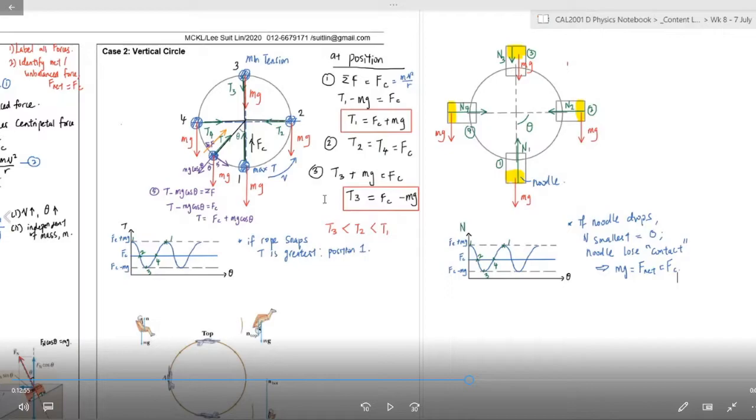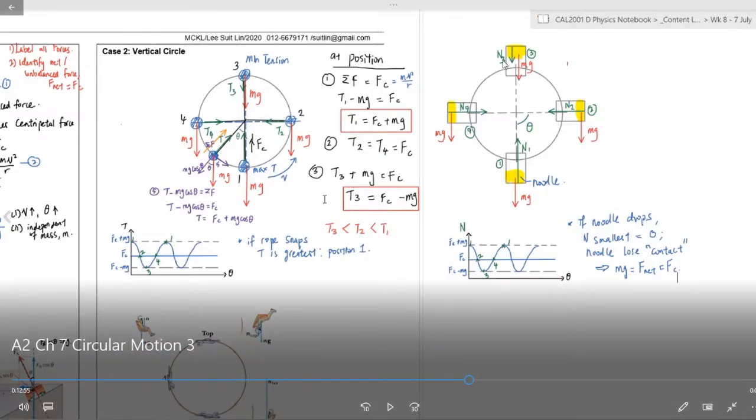Okay, if I hang a spring up here, the extension of the spring would be the smallest because the tension up here is the smallest. Does that make sense? Okay, so it's the same thing here. If you want to talk about the forces acting on the noodle, which is the weight of the noodle and the normal contact force, the smallest possible value of N is 0. Once the noodle loses contact with the bottom, it will fall down, meaning you are not turning fast enough.